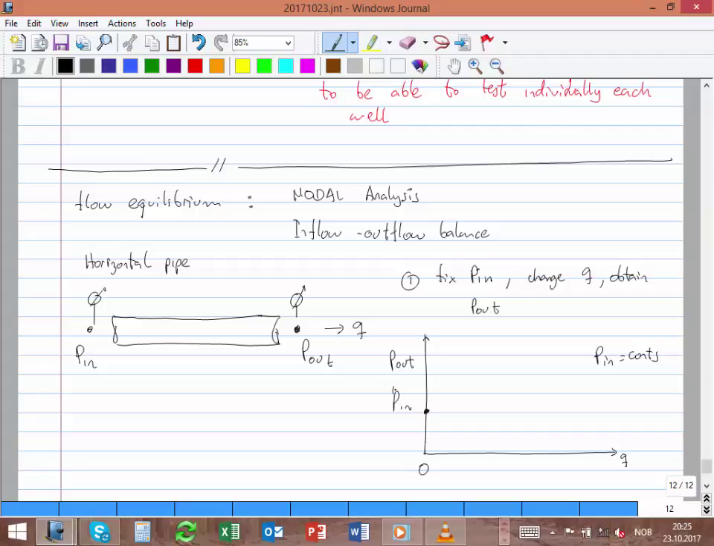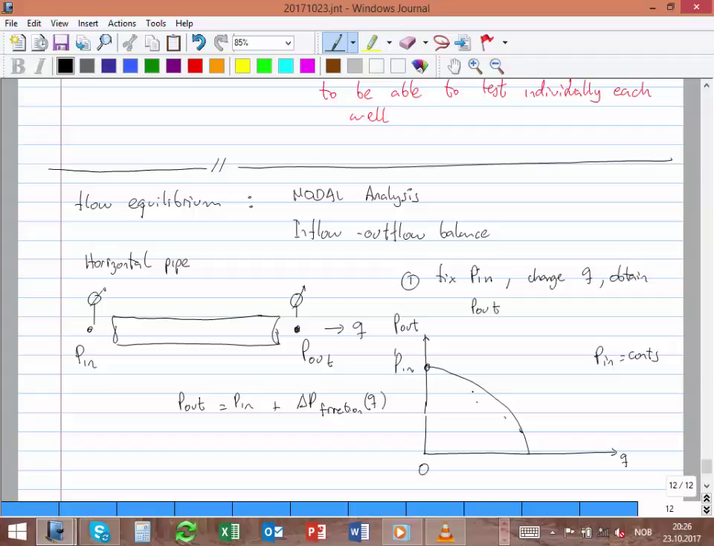Now what happens if I start increasing the rate? Let's say I have 1 liter per minute going through that pipe. How should the pressure be? It should be decreasing, okay? So let's put P in a bit higher. Okay, so the next point should be someplace here. Why? Because the pressure out is going to be the pressure in plus friction, delta P due to friction, right? And this delta P is a function of rate, yes? So as I increase the rate, this delta P will become bigger and bigger, so the curve looks something like that.